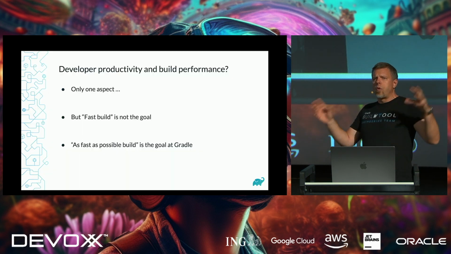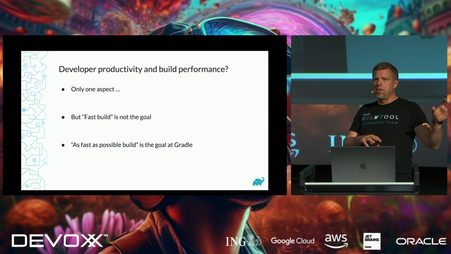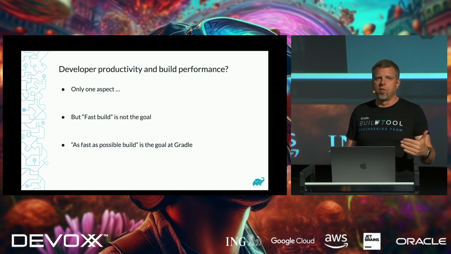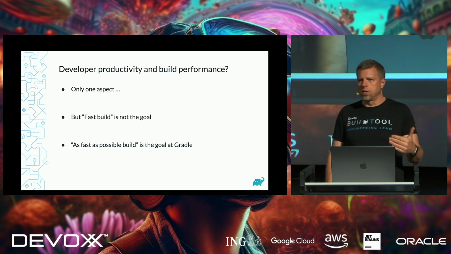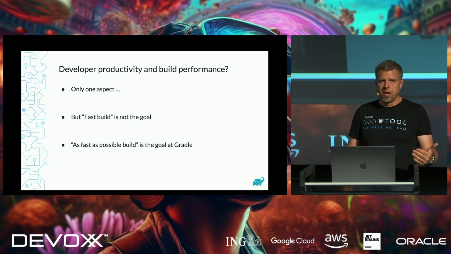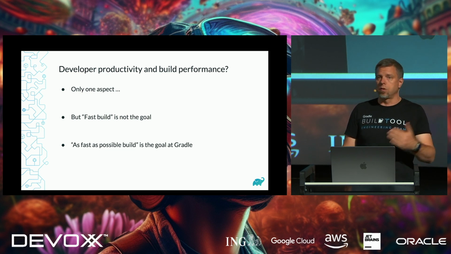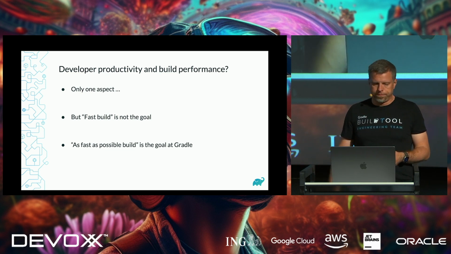So first of all, how do I equate developer productivity and build performance? Well, because it's one aspect of developer productivity. If you can get results of your changes faster, then you can iterate faster, you can react to whatever happened, whether it's a success or a failure, and move on.